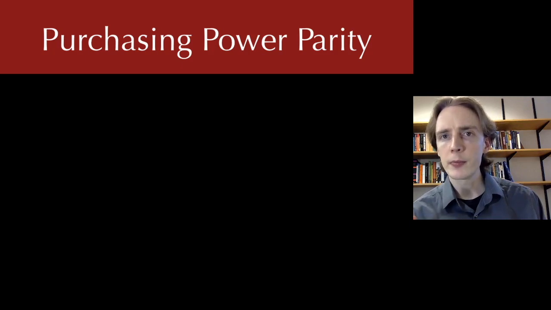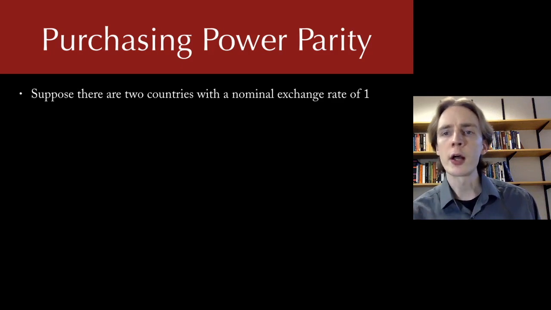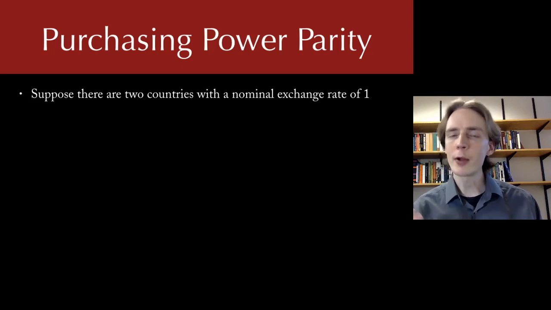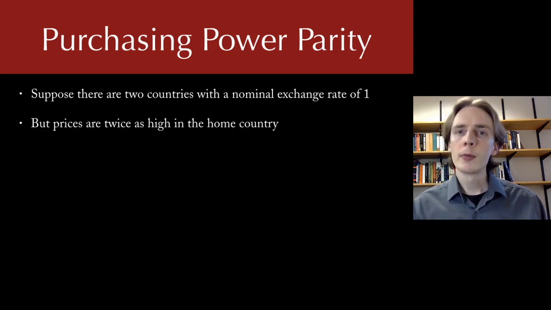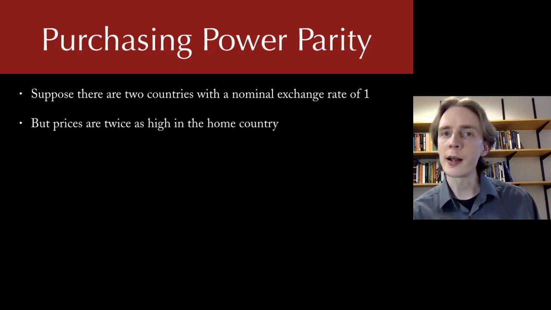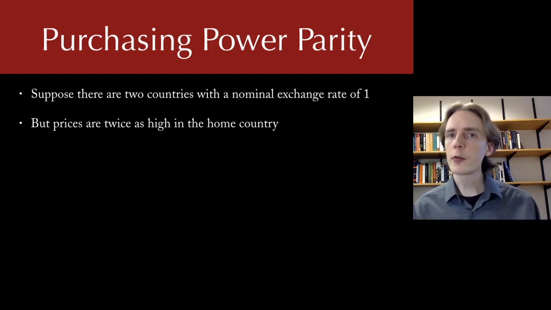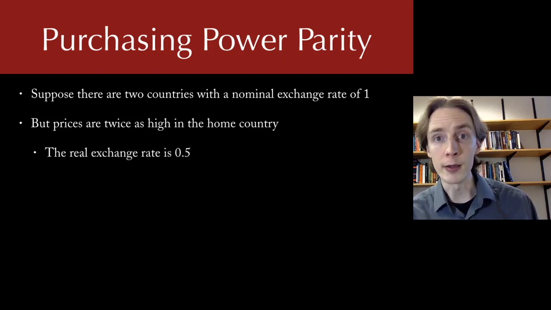So now let's think about this from a broader perspective over time. Imagine 2 different countries with a nominal exchange rate of 1. Where are 2 places with a nominal exchange rate of 1? Right, we've just seen an example, New York and South Dakota. They use the same currency, and so any 2 places with the same currency have an exchange rate of 1. But now suppose that prices are twice as high in New York as in South Dakota. So even though the nominal exchange rate would be 1, this would give us a real exchange rate of 0.5.